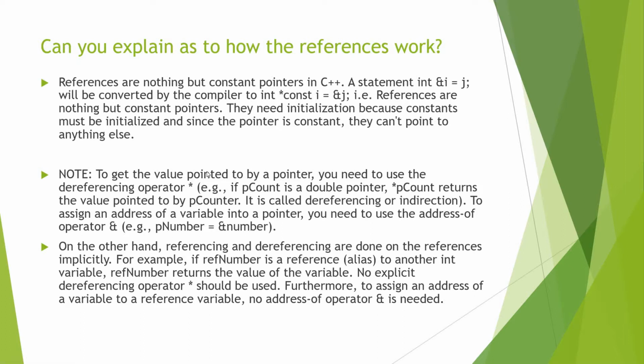Yes, that's the gist of the thing. To get the value pointed to by a pointer, you need to use the dereferencing operator, asterisk or star. If pCount is a double pointer, *pCount returns the value pointed to by pCount, that we have seen in the last tutorial on pointer variables. Now it is called dereferencing or indirection. This phenomenon we have seen in detail.